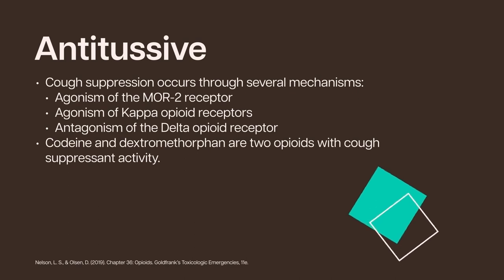Antitussive. Cough suppression occurs through several mechanisms: agonism of the mu2 receptor, agonism of the kappa receptors, and antagonism of the delta receptors. Codeine and dextromethorphan are two opioids with cough suppressant activity.